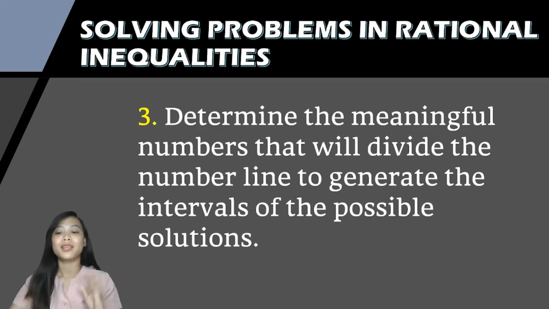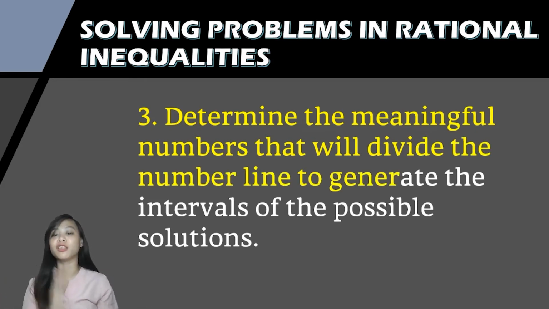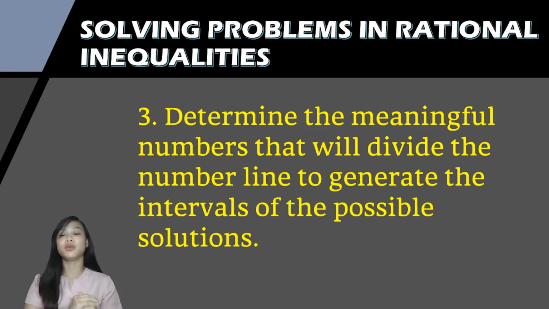Third, determine the meaningful numbers that will divide your number line to generate the intervals of the possible solutions. From our previous lesson, we defined those meaningful numbers as critical points. They are the same terms when it comes to our rational inequality. So we need to determine them after we get the factors of our numerator and denominator.